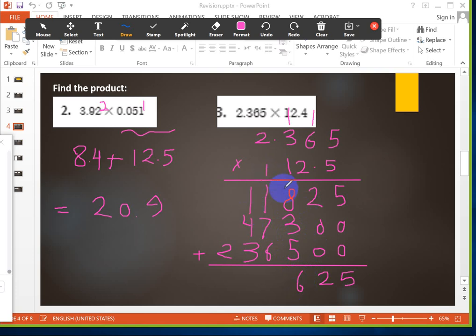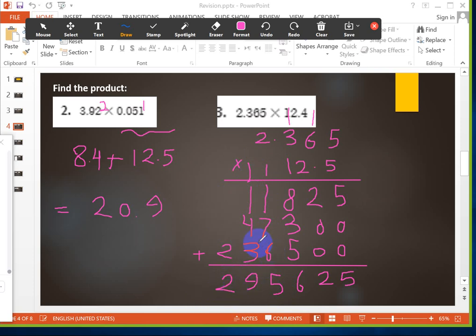1 plus 1 equals 2. 2 plus 7 equals 9. 9 plus 6 equals 15. So I will write 5 here and 1 here. Now 1 plus 1 equals 2. 2 plus 4 equals 6. 6 plus 3 equals 9. And there is no digit here, so I will write the 2 only.